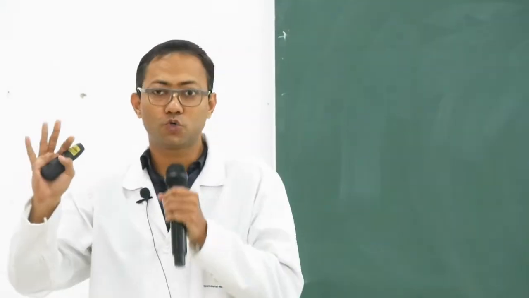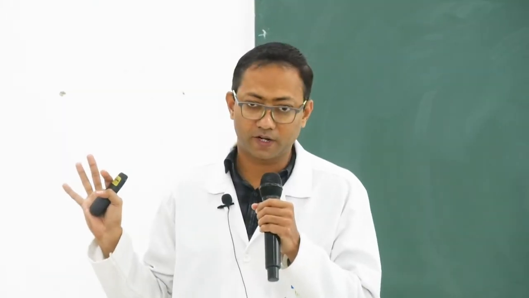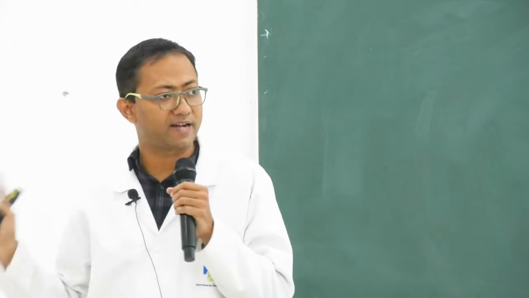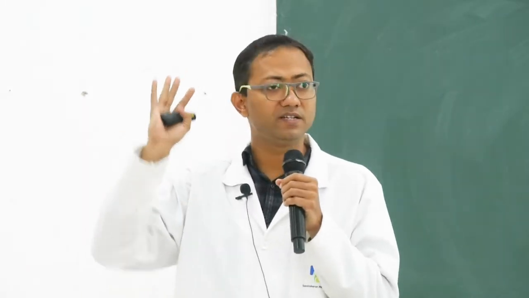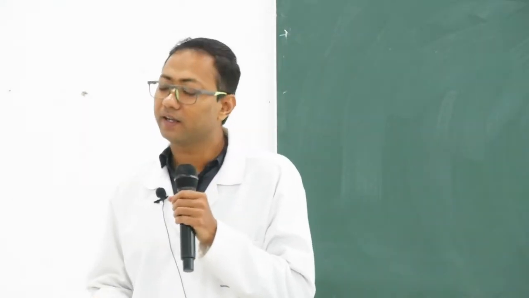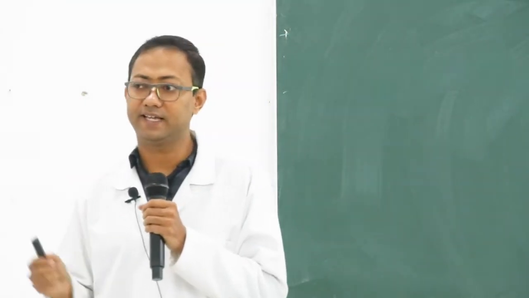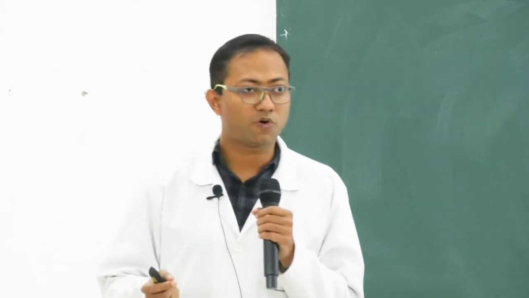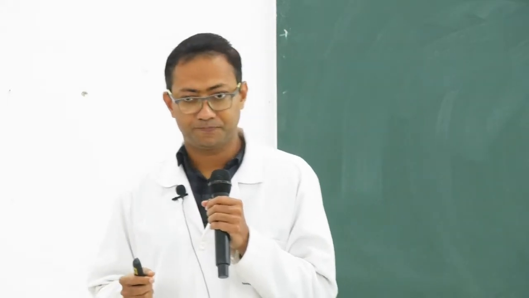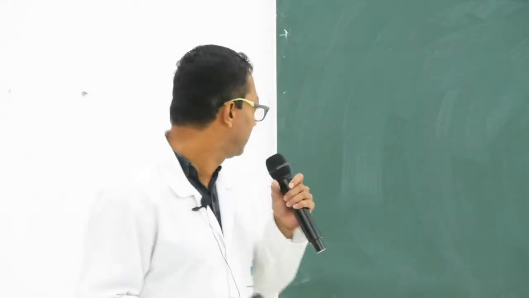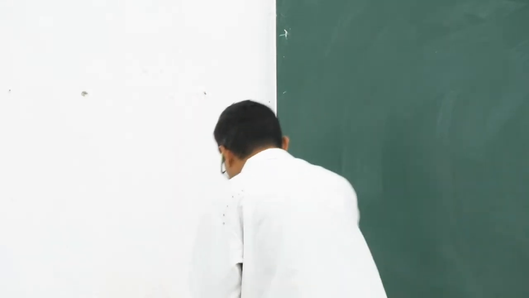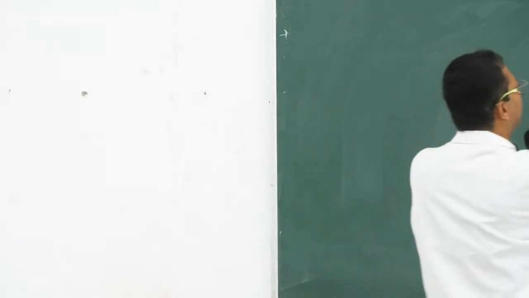Now, in our sensory system there are two major tracts that we need to remember. One is your dorsal column and another is the STT, or spinothalamic tract. Say, for example, this is your spinal cord.